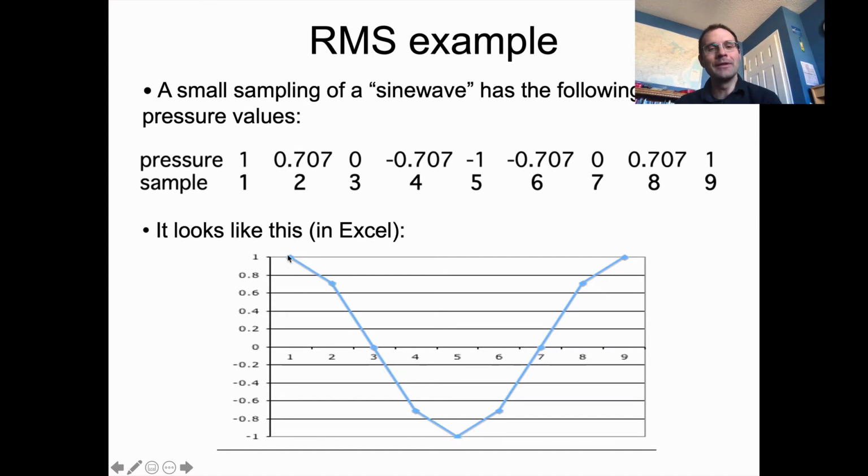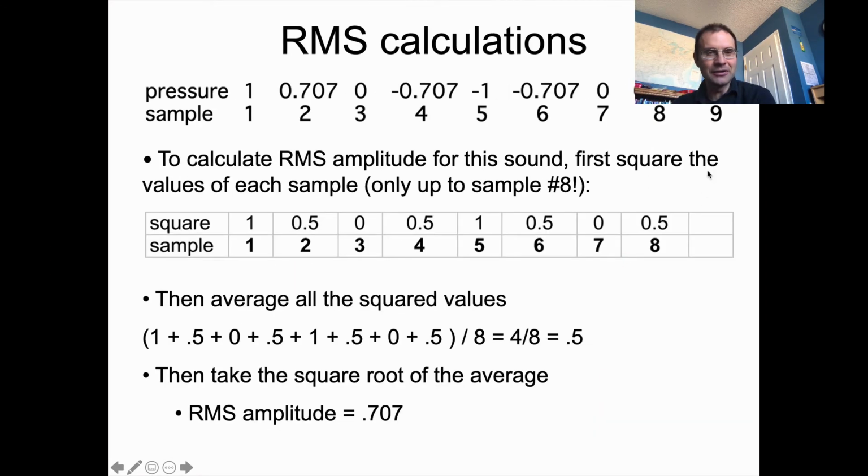So at sample 1, it's got a value of 1 in terms of its amplitude or pressure. At sample 2, it's got a value of 0.707. At sample 3, it's got a value of 0, so on and so forth, all the way down the line. It bottoms out here and then goes back up. I'm going to mention one thing here. I've got it going from sample 1 to sample 9, where we get back up to 1 again, and that's where the next cycle of this sine wave would begin. But I'm going to do the root mean square calculations of this not including this one, because that's like the next cycle, as it were.